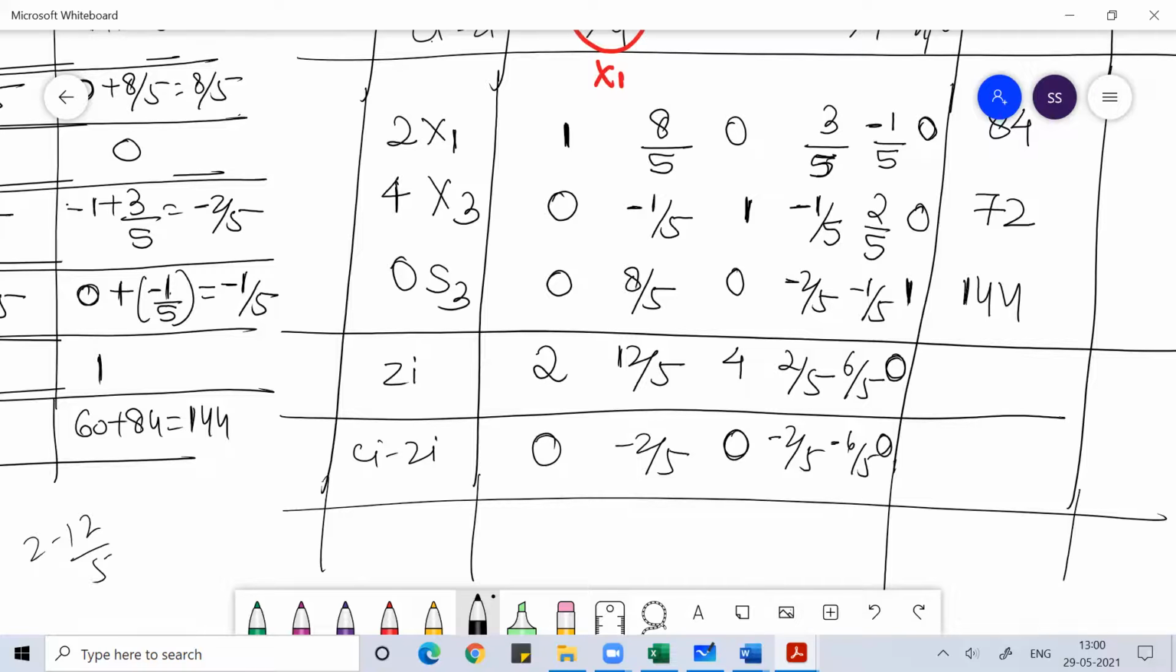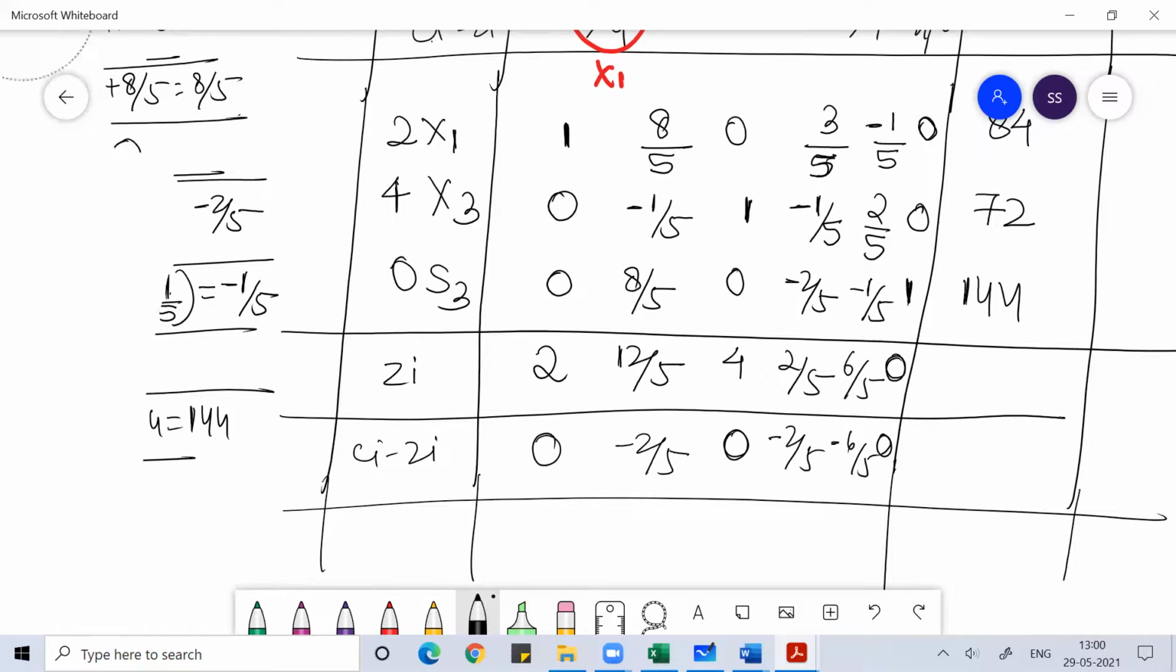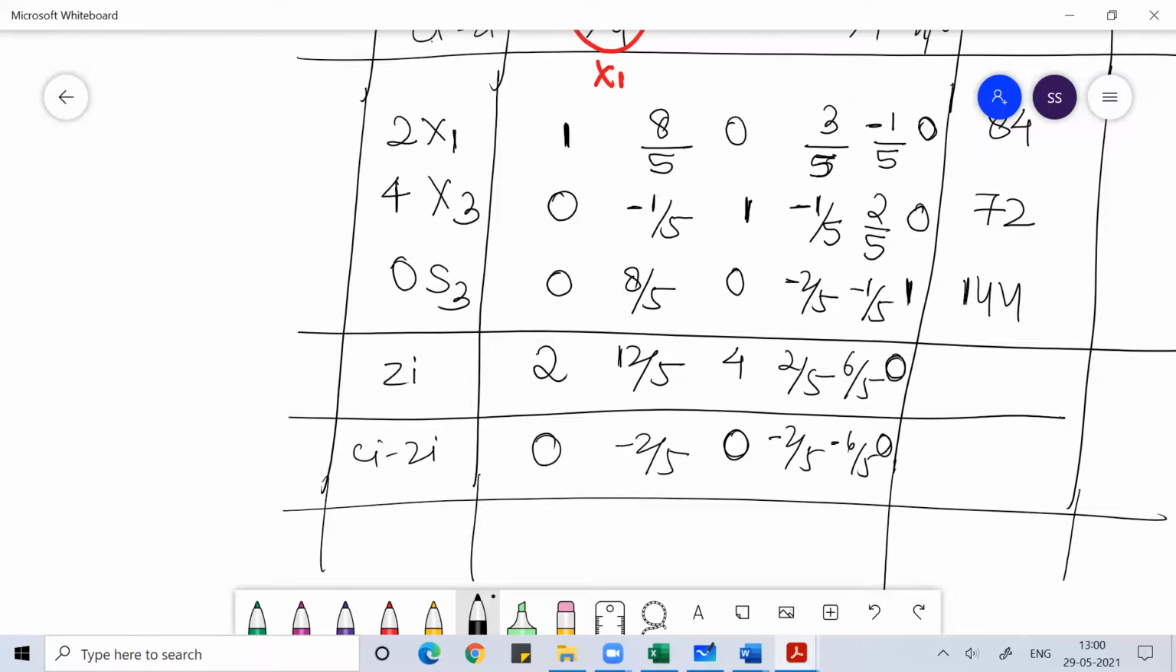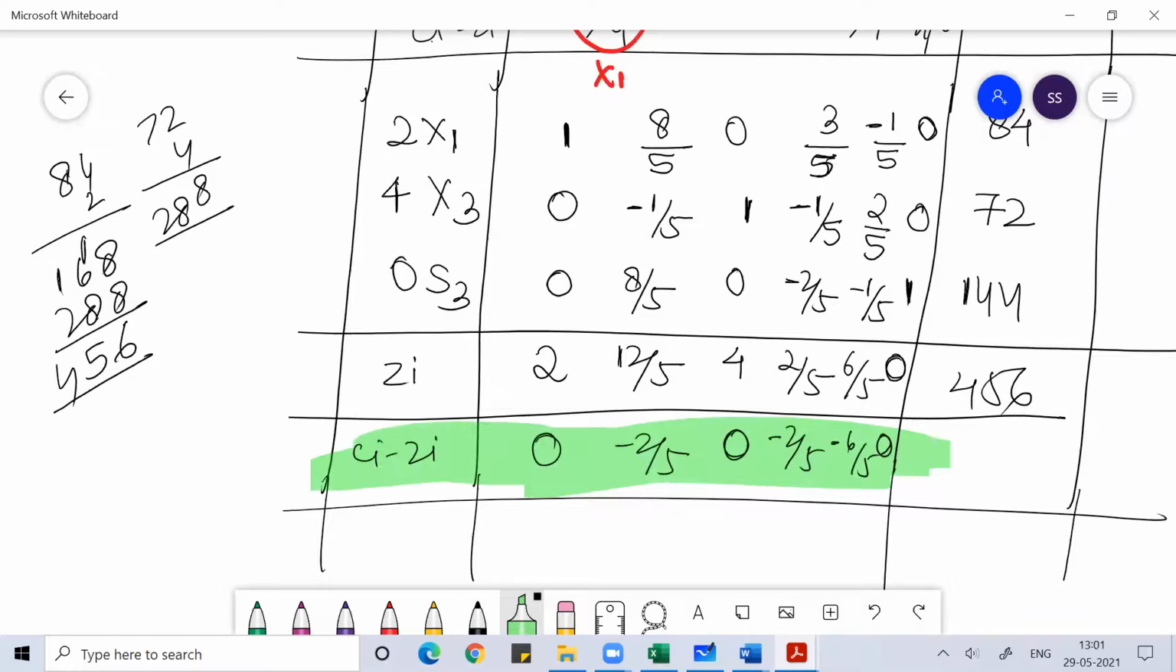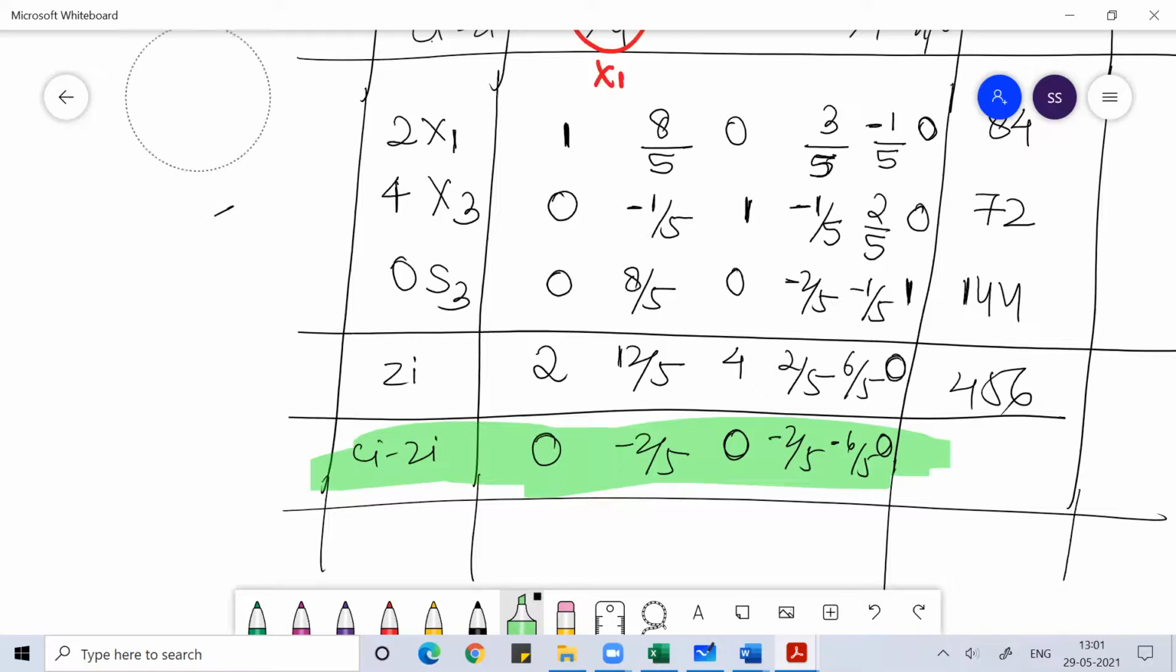And if I find the value of Z, 84 times 2 you'll get 168, and 72 times 4 you'll get 288. 168 plus 288 gives 456. You get 456 as the Z value. And if you notice, all your Ci minus Zi is negative or 0, which means now you get your feasible solution. Your maximum value of Z is 456. So that is your answer, guys.